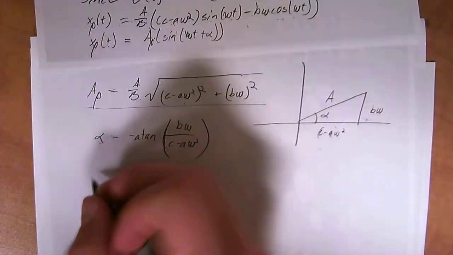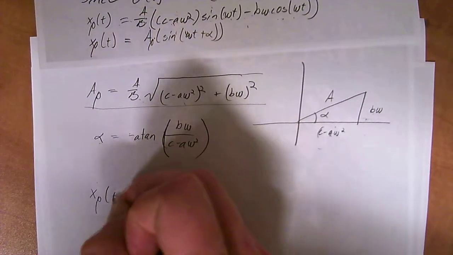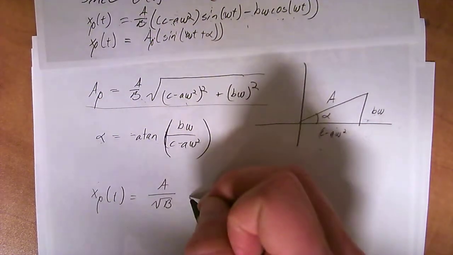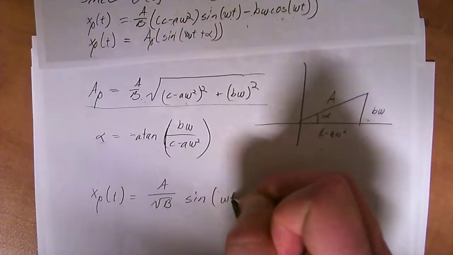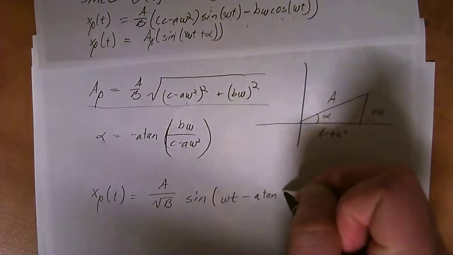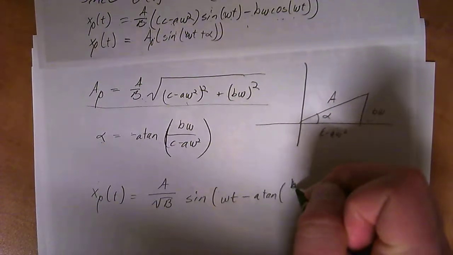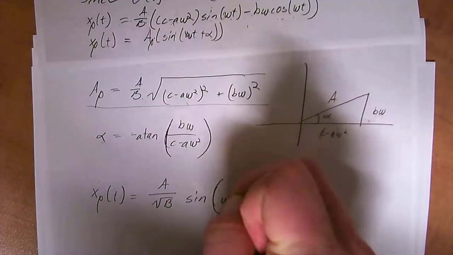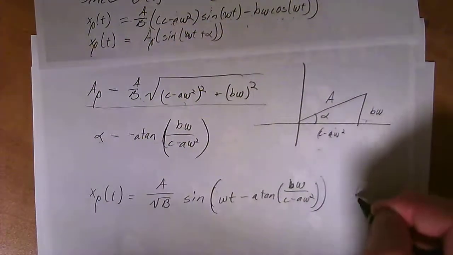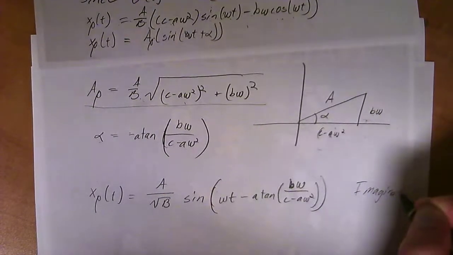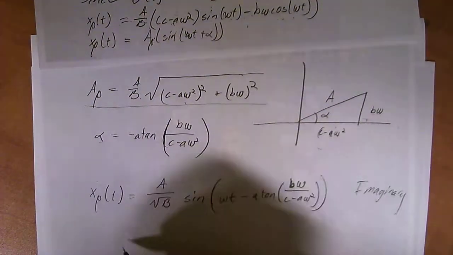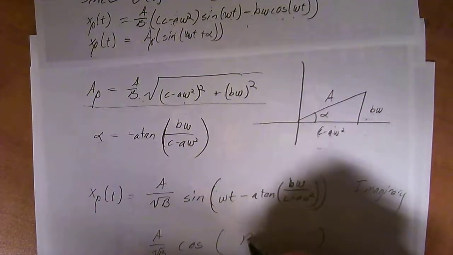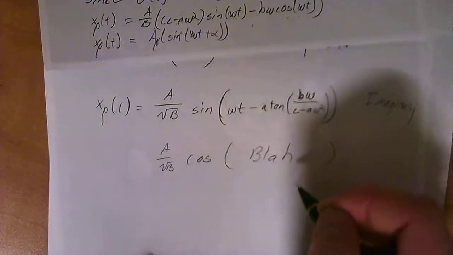So now you have your particular solution. Xp of t is equal to A over square root of B sine of omega t minus arctangent of B omega all over C minus A omega squared. This is for an imaginary. If you were in the real, then it'd be A over square root of B cosine of blah in here. Whatever this stuff is. Oops, sorry.